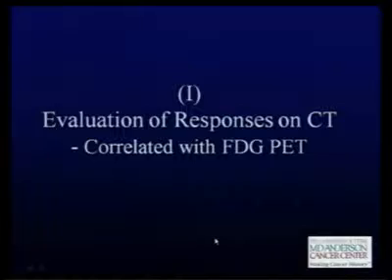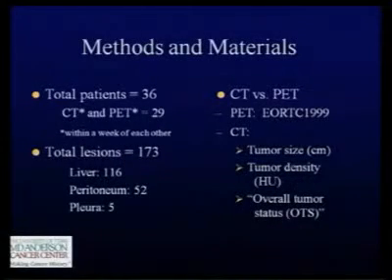Based on this observation, we decided to look at about 40 patients whose CT images and PET images we reviewed, to see how they look and when they respond. So we had a total of 173 lesions, and PET images were evaluated based on EORTC criteria back then, and then CT was evaluated based on 3 parameters: the change in tumor size, and then we measured the tumor density with the unit of so-called Hounsfield unit.